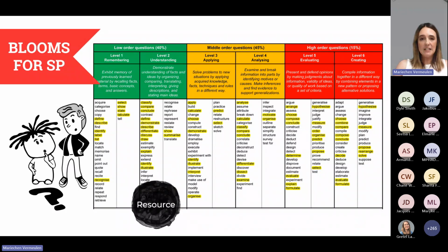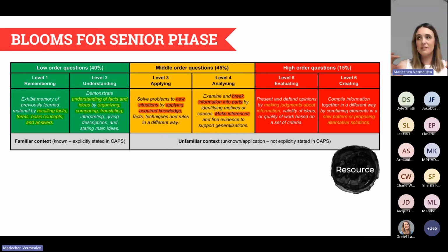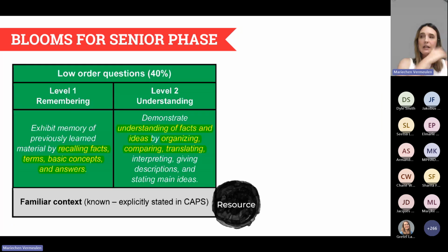Okay, but nonetheless, I decided to approach this 6-level table in a similar way to FET by just focusing on low, middle, high, and what is usually in a familiar context and what is usually in an unfamiliar context, to make sense of this for myself. So lower order questions are a case of either understanding or remembering, okay? And remembering involves recalling information that you've learned, like terms or basic concepts or answers to things that were given in class. And understanding means being able to translate that.